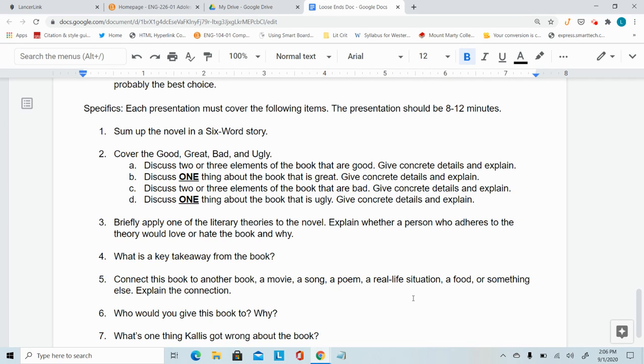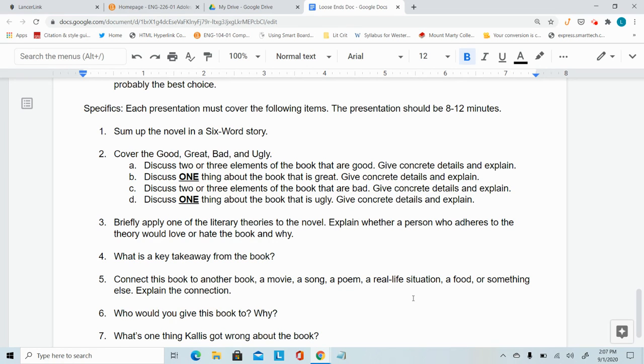Connect the book to another book, a movie, a song, a poem, a real life situation, a food, or something else. Explain the connection. I think it's always important to understand that training our minds to make connections is something we should always be working on. Also, I think there's some science behind the idea that we're hardwired to make connections. Make some connections.